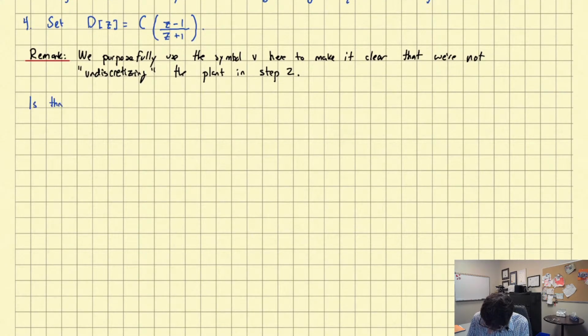Is this a good strategy? Yes. Here's why. Okay, so there's a bilinear transformation, so that's right, it's going to preserve the stability.